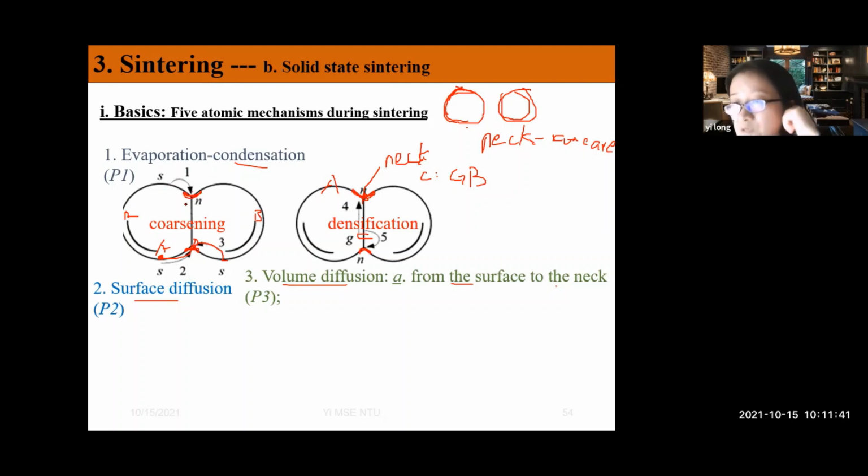Okay, so that is P1, P2, P3. But now can you imagine if my two particles come together, right? In order for them to get rid of all the pores outside, or vacancies outside, where is the contacting point for these two particles? Tell me, can you type? Where is the contacting point of these two particles?